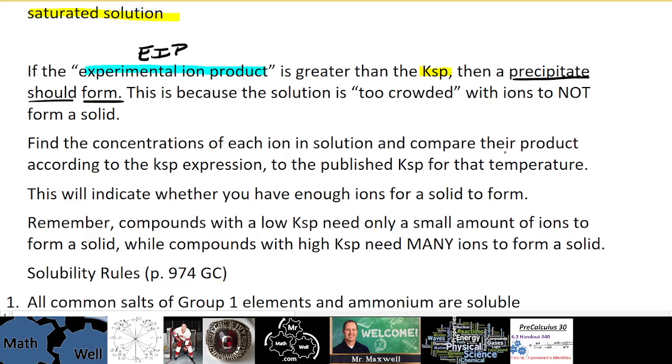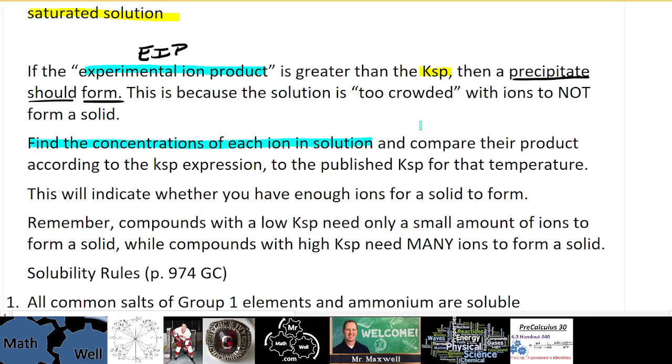Now, we are going to do the same thing in another lab here, but we're going to support what we see with calculations to see if we actually should get a precipitate or not. We're going to prove that, and this is how we do it, sort of mathematically. So we find the concentrations of each ion in solution.